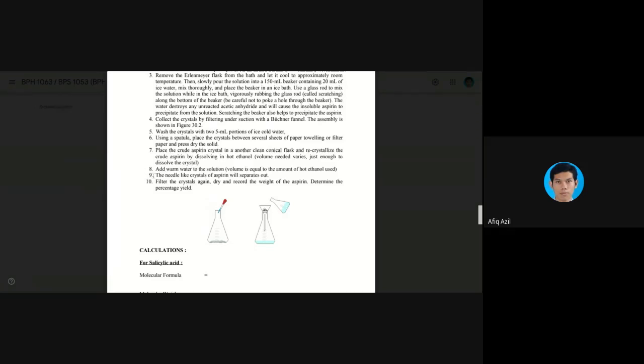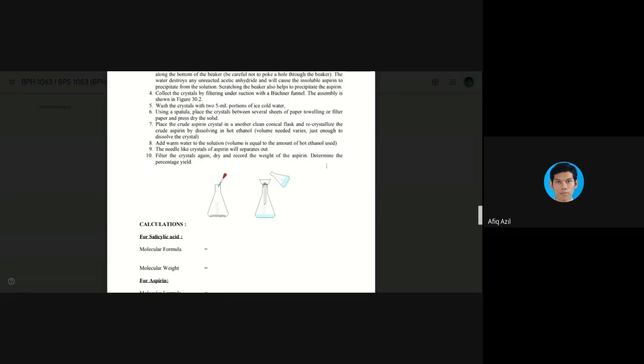So step number 9, you wait until it cools down to room temperature, and then the crystals of aspirin will start to come out. Okay, but under certain conditions, I've seen from previous experience, the aspirin still doesn't crystallize out. So you probably need to put the whole conical flask over here into an ice bath. Okay, so this helps the aspirin to crystallize out.